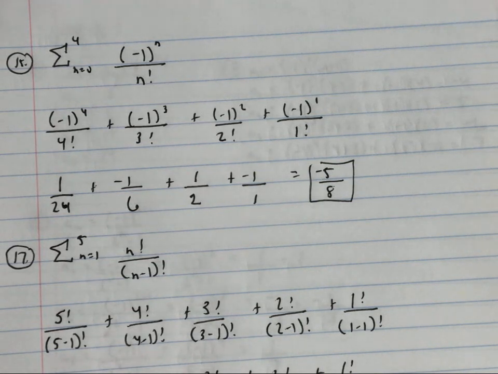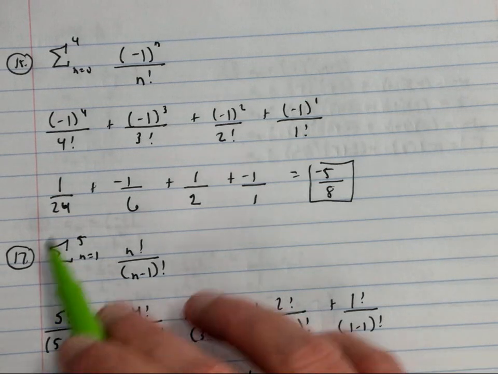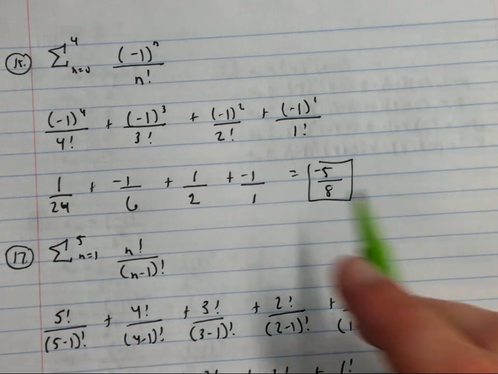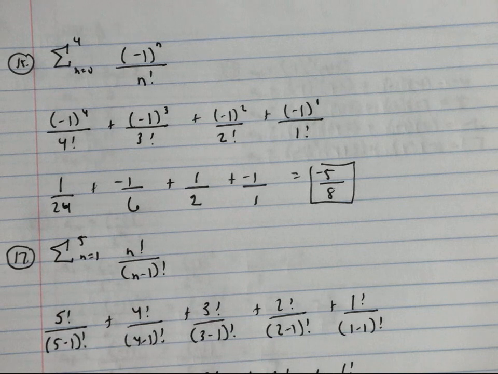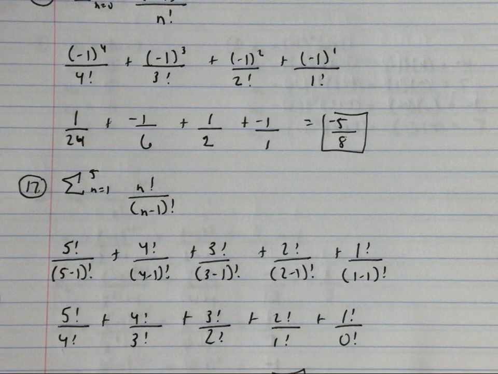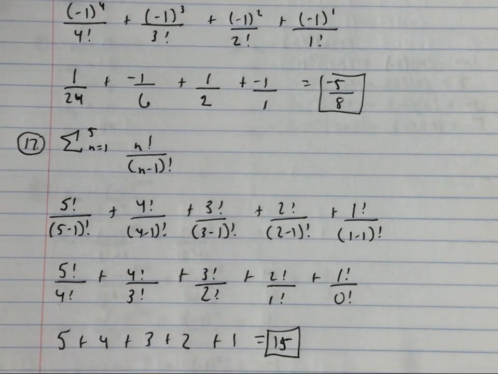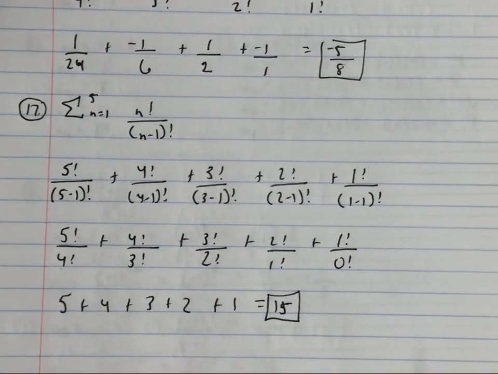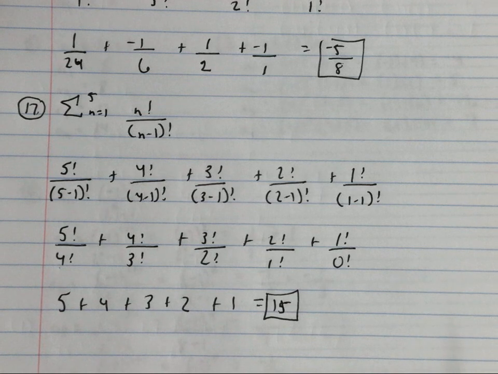Okay? Now, I would put all those fractions in the calculator and add, and you get negative 5/8. This was a good one right here, number 17.